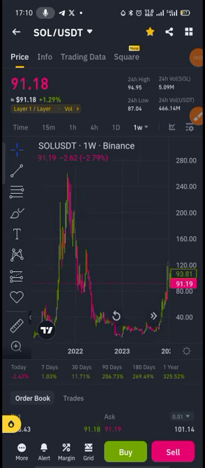TradingView is a platform on its own that deals with charts and how to interpret charts. So it's an app on its own, but Binance integrated it into their own platform too. I think it's a cooperation between both of them. So you can use TradingView if you want to use it.